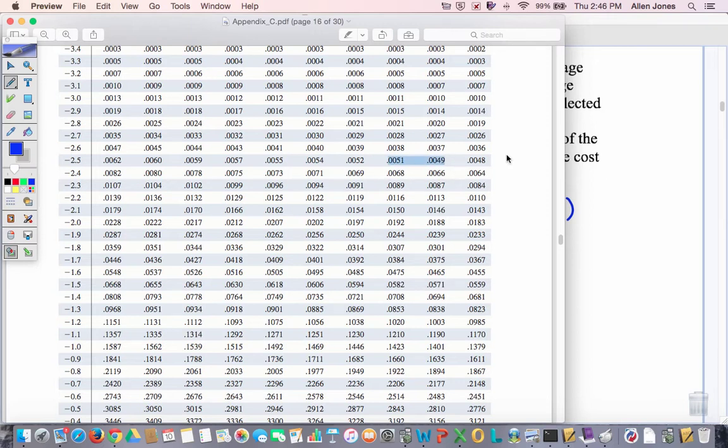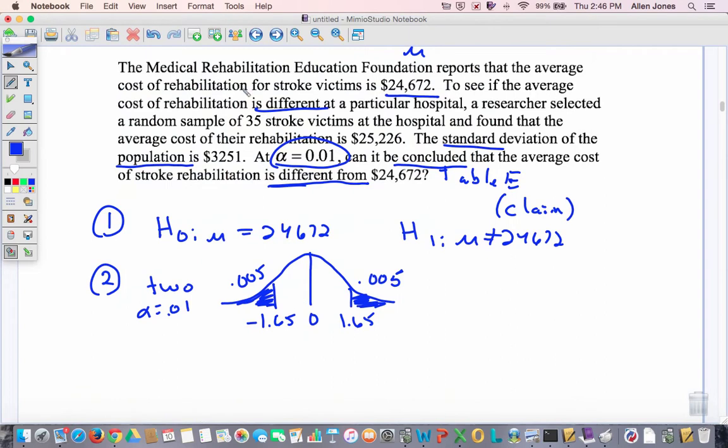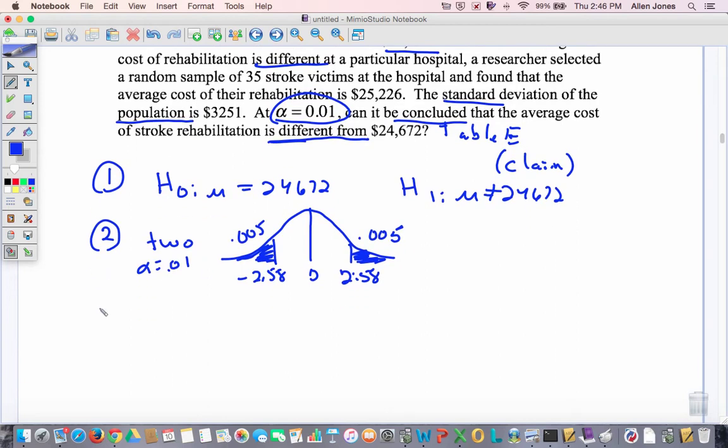Oops, let's go back. I think I made a mistake. I think I got 0.05 instead of 0.005. I did, so I gave us some bad information. 0.005 is right here between 0.0051 and 0.0049. So our critical values were not negative 1.65 and 1.65. They were 2.58 and negative 2.58. Now make sure I can read that table correctly. Okay, so that allows us to move on to step number 3 and calculate our test value.